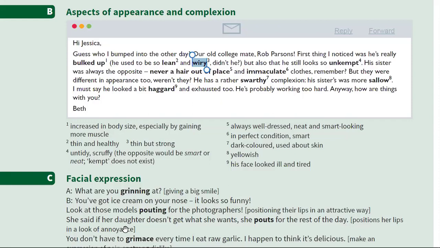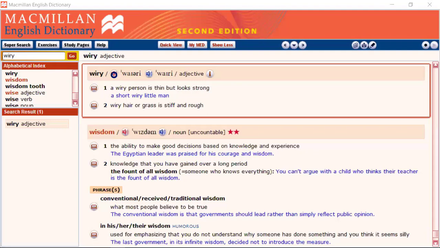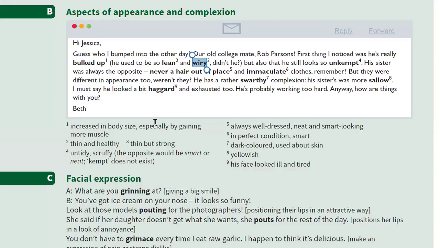Let me show you this. Okay, so let's see. Wiry. A wiry person is thin but looks strong. Okay, let's go back. It's always a good idea to confirm the pronunciation from the dictionary. So the word wiry means thin and strong.